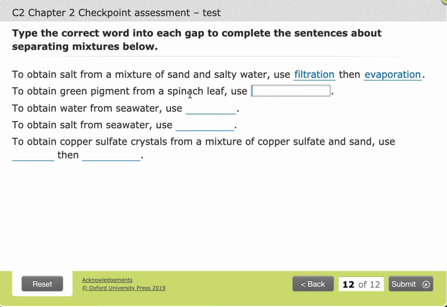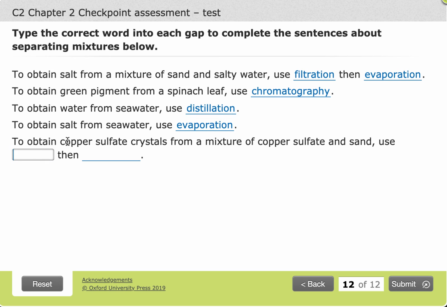We want to obtain green pigment from a spinach leaf. We're going to use chromatography. We're going to obtain water from seawater, not salt. We're going to use distillation. We want to obtain salt from seawater. We're going to use evaporation.